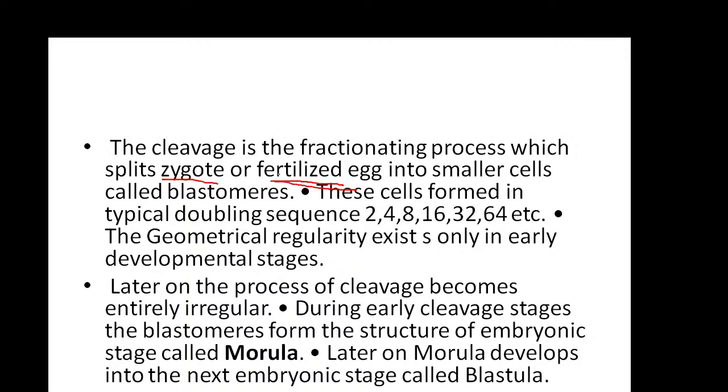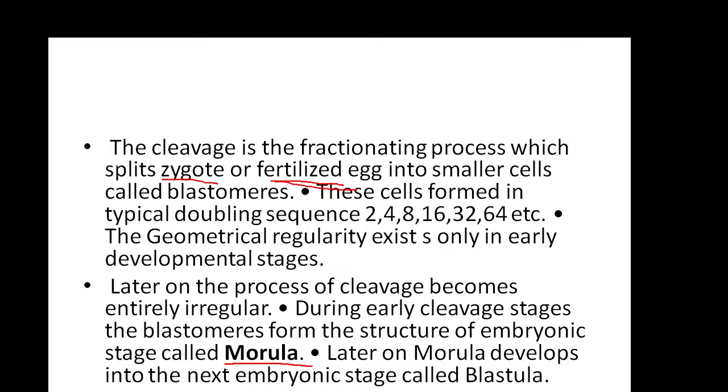That is, after the 32 or 64 cell stage, the division becomes very fast, resulting in the formation of an embryo. The cleavage becomes entirely irregular after this 64 cell stage, and during this early cleavage stage the blastomeres form a structure called the morula. After the continuous divisions, a mass of cells will be formed, and that is known as morula.